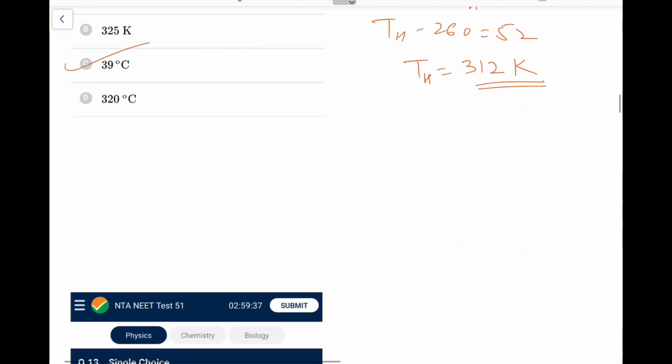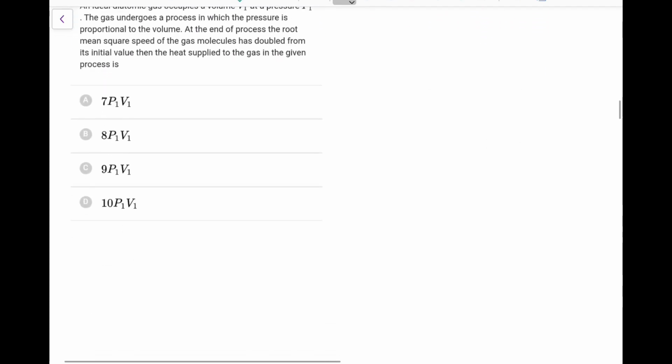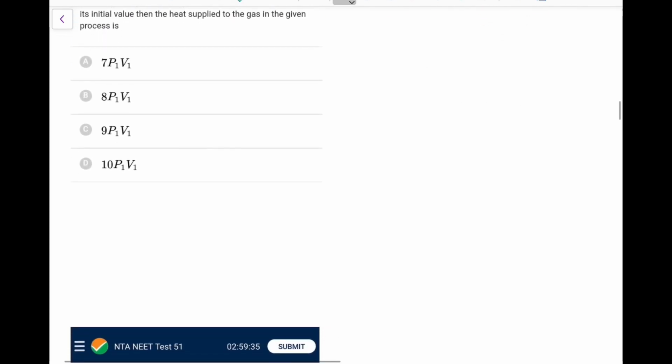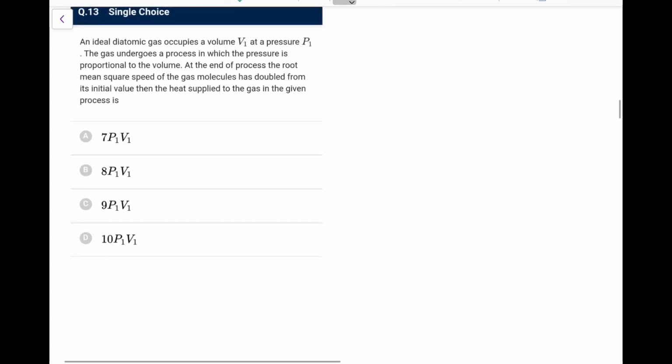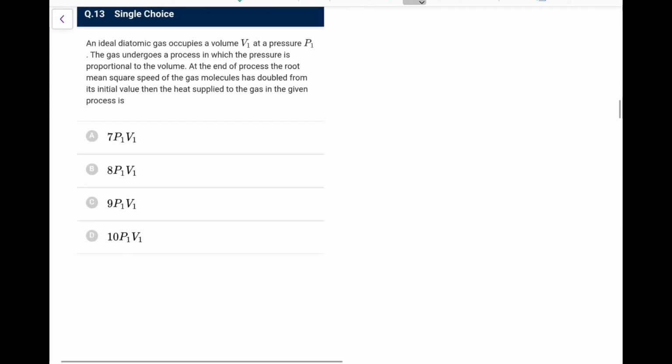So again, an easy one, basic application of Carnot's theorem, Carnot efficiency, Carnot performance. Next, an ideal diatomic gas occupies volume V1 at pressure P1 and undergoes a process in which the pressure is proportional to volume.